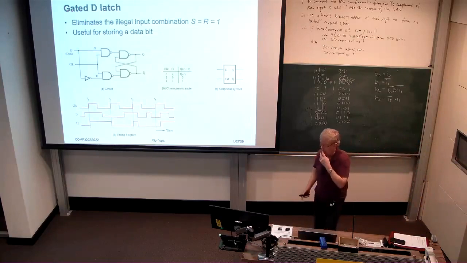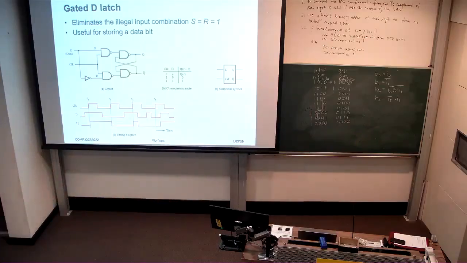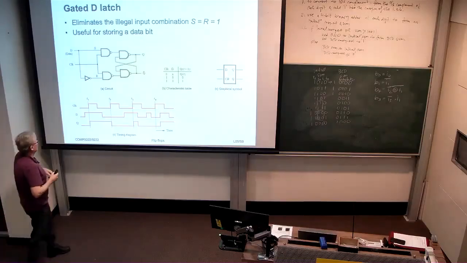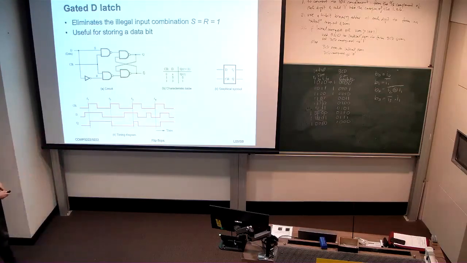circuits. So we looked at the gated D latch on Tuesday. This was sort of the first memory element that's in common use that we looked at. It has the S and the R inputs of an SR latch tied together via an inverter, so that the illegal input of S and R both being 1 or both being 0 in the case of the SR latch is not encountered, right?